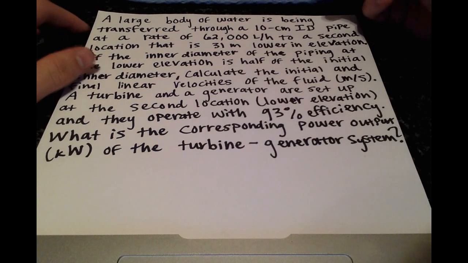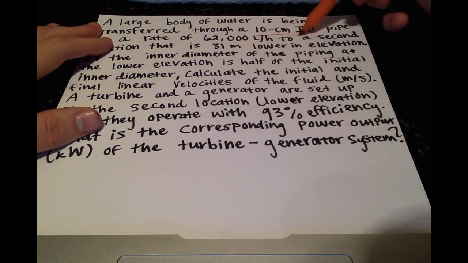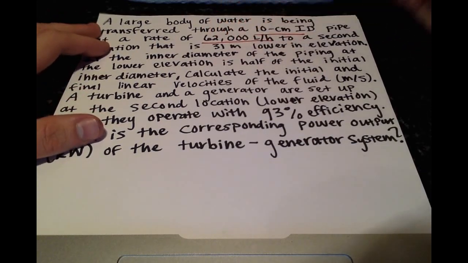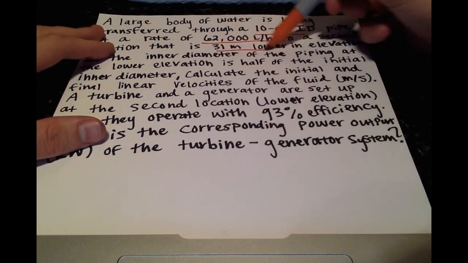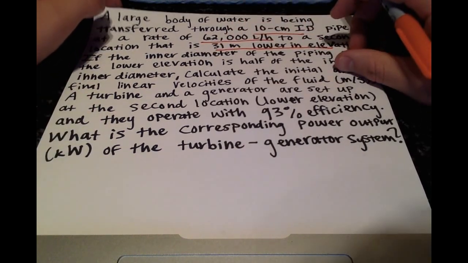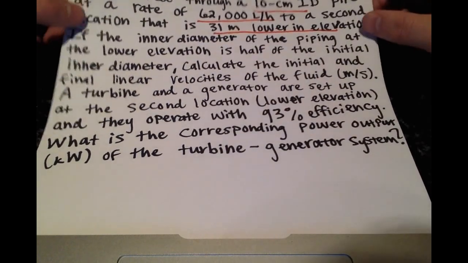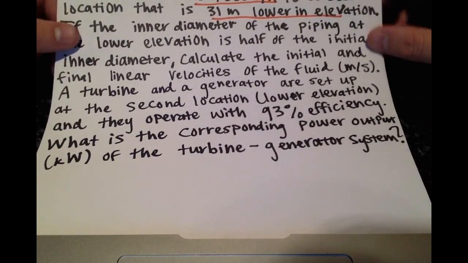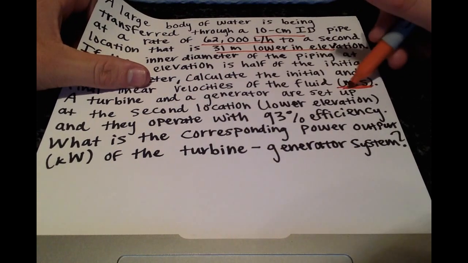We're told that a large body of water is being transferred through a 10 centimeter inner diameter pipe at a rate of 62,000 liters per hour to a second location that is 31 meters lower in elevation. If the inner diameter of the piping at the lower elevation is half the initial inner diameter, calculate the initial and final linear velocities of the fluid, and this is going to be in meters per second.